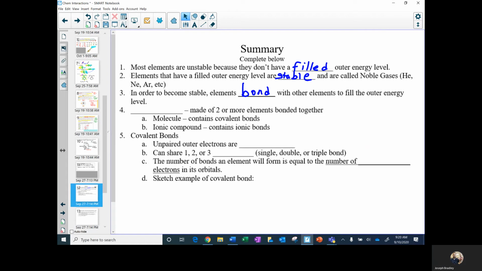So a compound is made up of two or more elements bonded together. There's two types of compounds: molecules, which contain covalent bonds, and ionic compounds, which contain ionic bonds. Covalent bonds are where unpaired outer electrons are shared. They can share 1, 2, or 3 electrons, meaning they form a single, double, or triple bond. The number of bonds an element will form is equal to the number of unpaired electrons in the orbitals. So a covalent bond, a common one you could see would be CH4, that's methane.